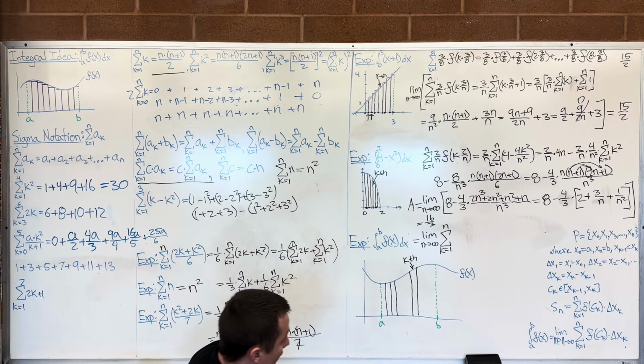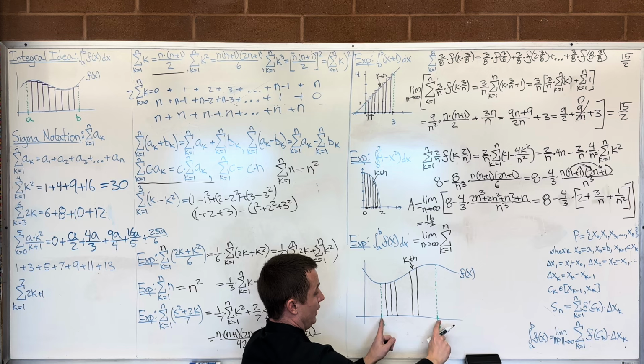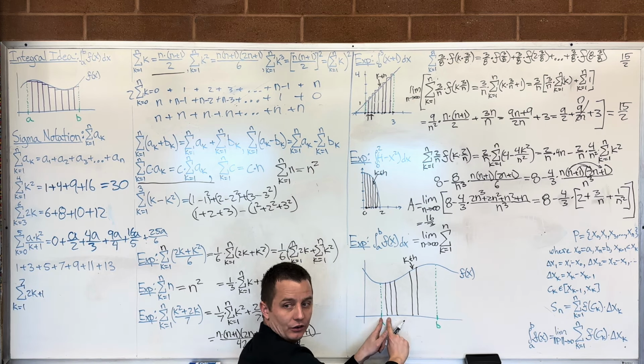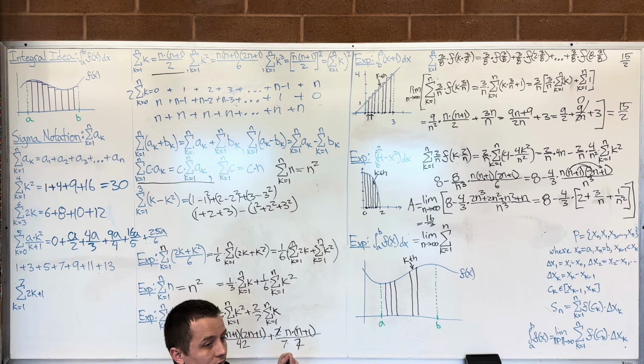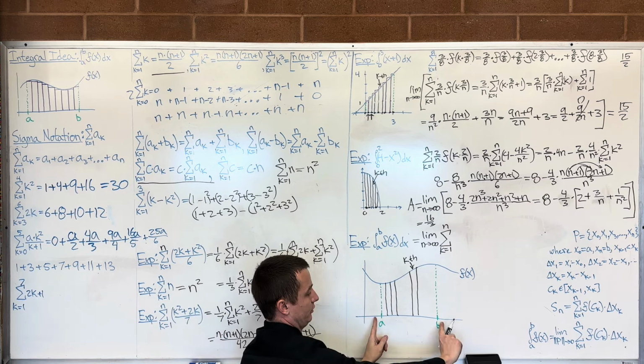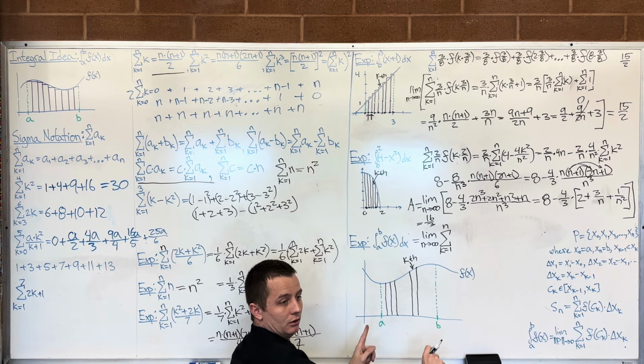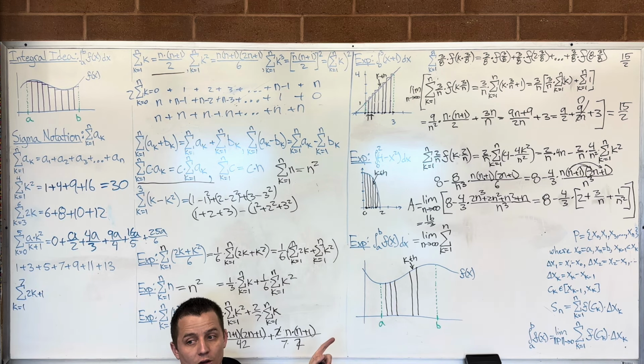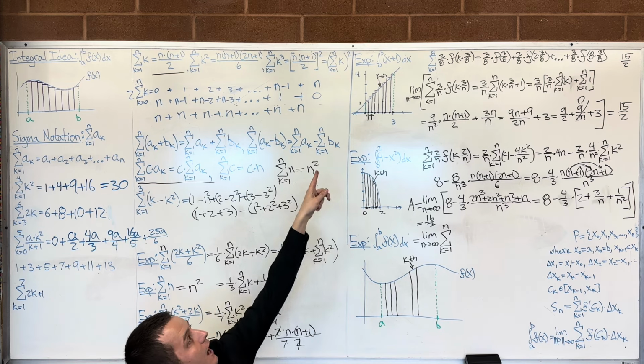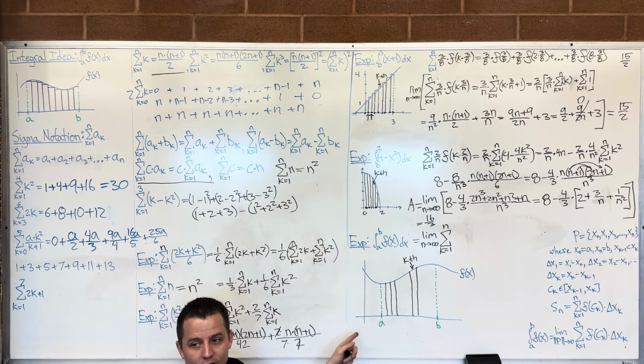Okay, so first off, if I divide this up into n pieces, what's the base of this rectangle? What's this total distance? It's b divided by n. Almost. Those ones all happen to start at 0. I shouldn't have done that.